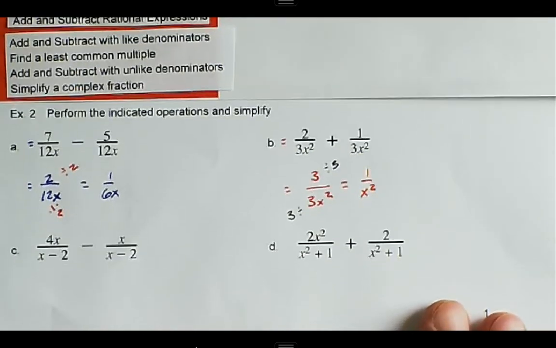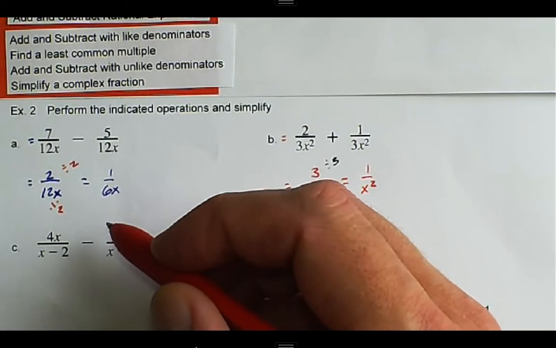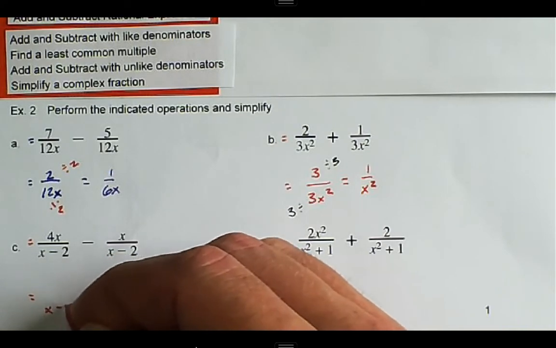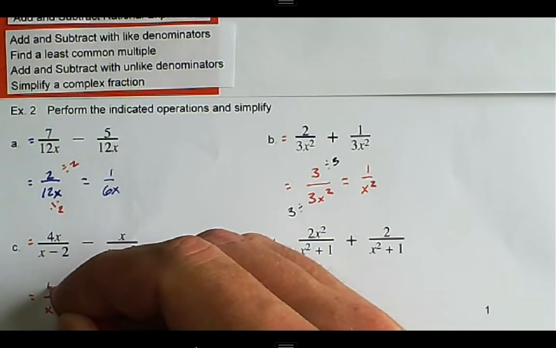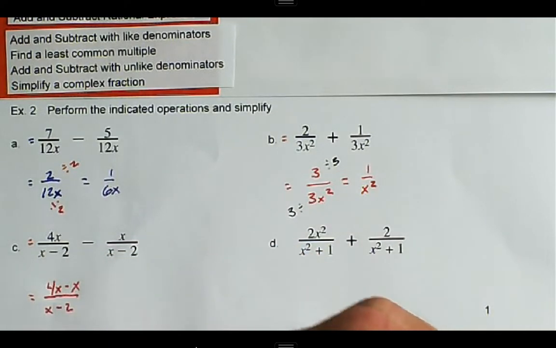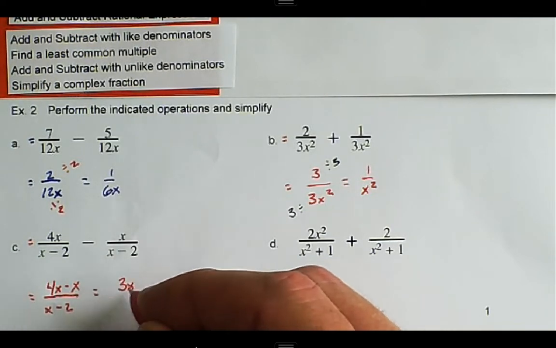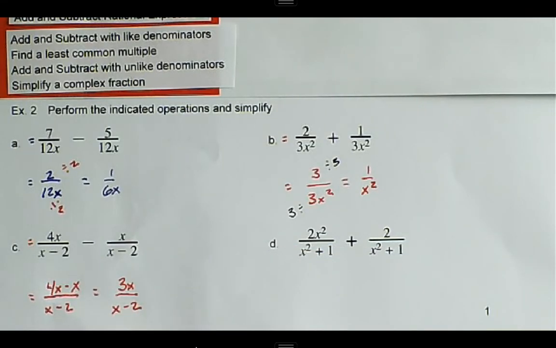And we're looking at example C. We see that in the denominator, we have x minus 2, and that's going to stay the same. So we're going to end up with, in the denominator, x minus 2. And then in the numerator, we are just going to say 4x minus x. And if we have 4x minus 1x, that is going to give us 3x over x minus 2. And we don't have anything that we can cancel there.